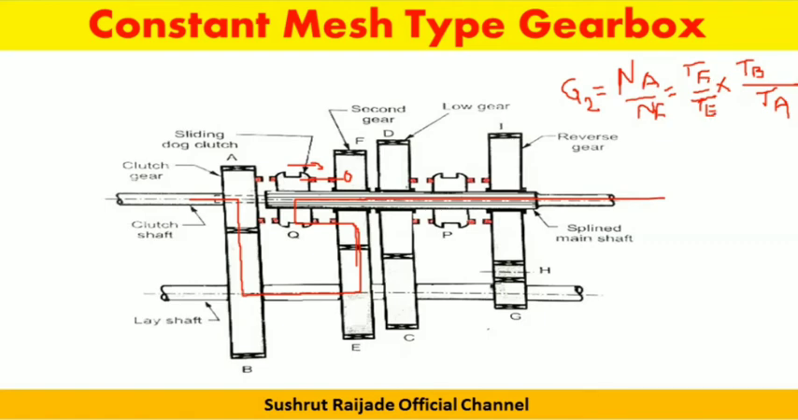TF, TE, TB, and TA are the teeth on the gears F, E, B, and A. Okay, so let's move towards the third gear, that means top gear.